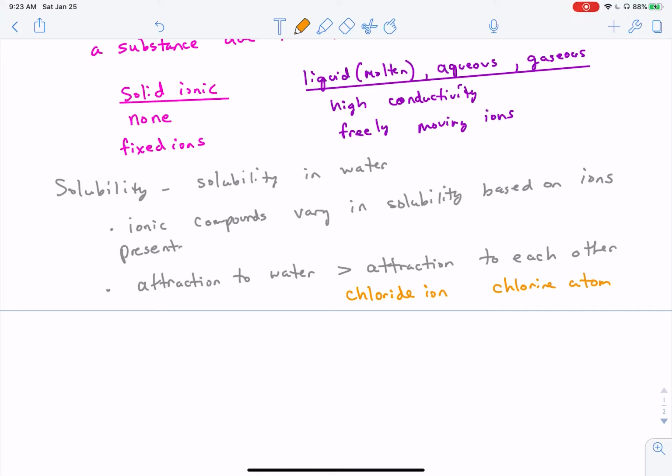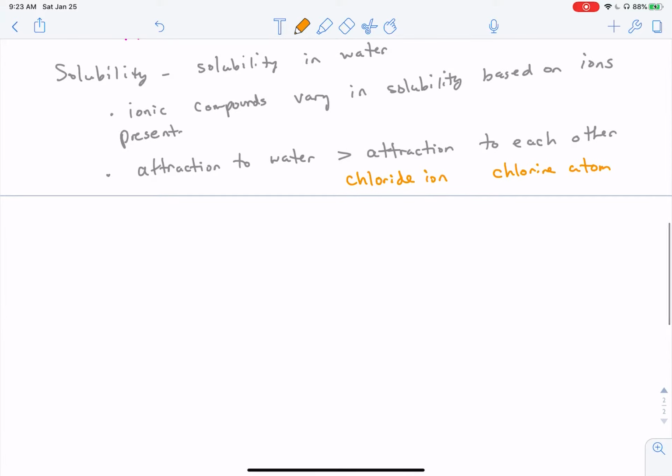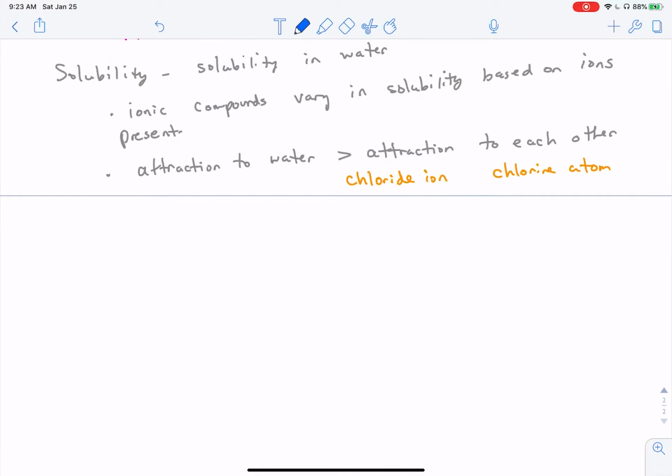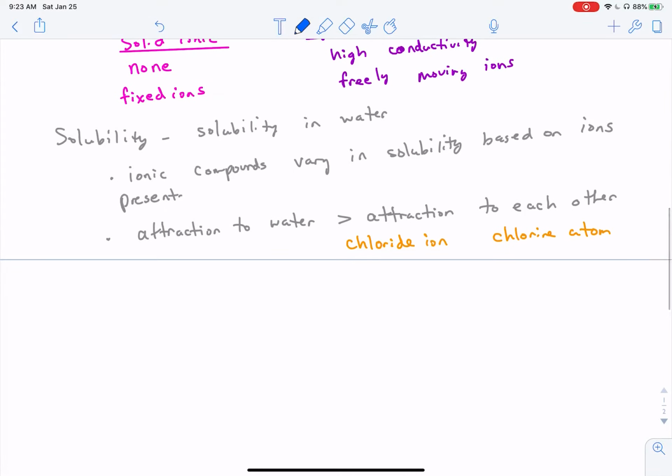I don't know if that's enough for them to mark off a point in your explanation, but it does show a lack of understanding of the difference between those two things. So the chloride ion versus the chlorine atom. Questions about these three characteristics? We're going to apply these properties to all three different types of bonding that we're going to talk about today.